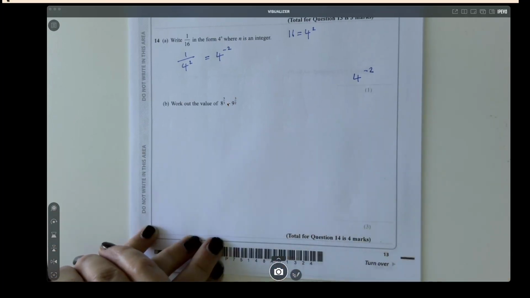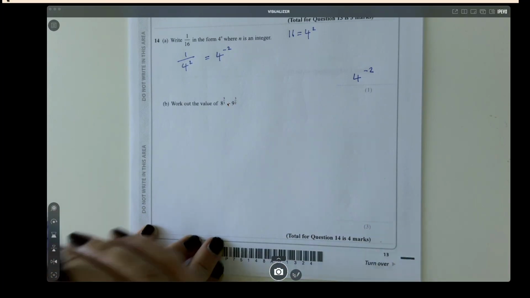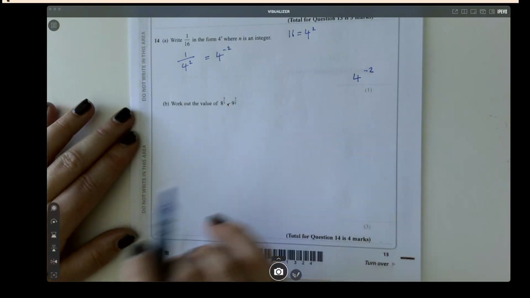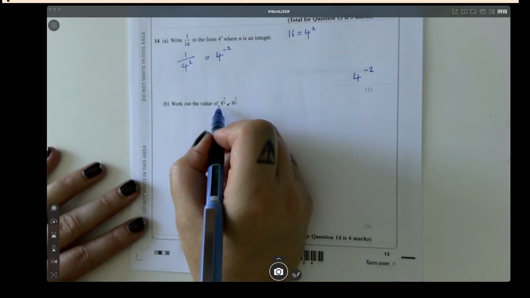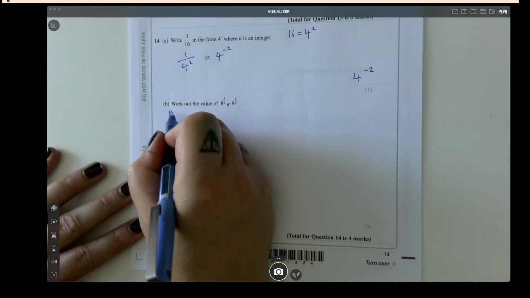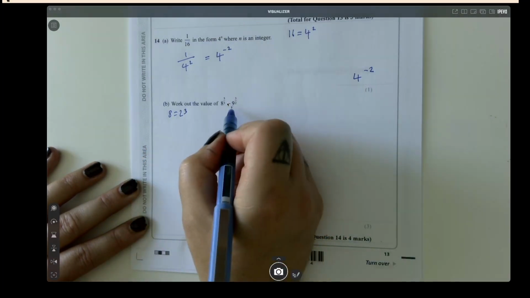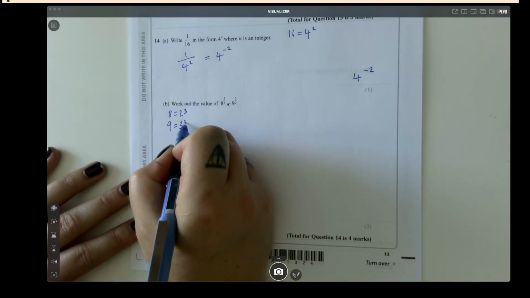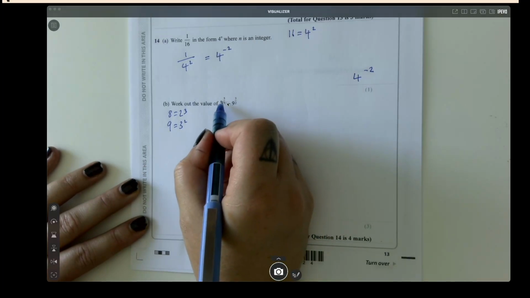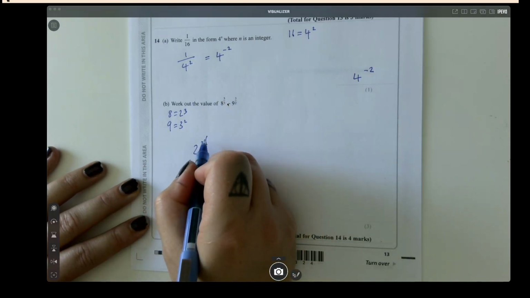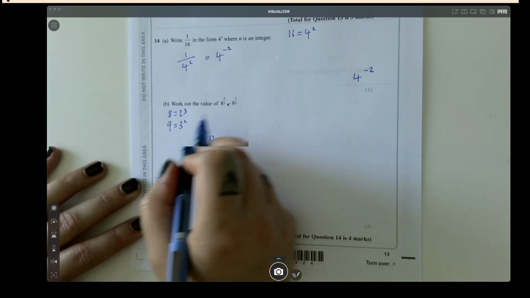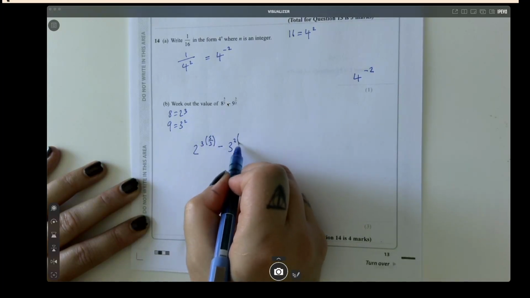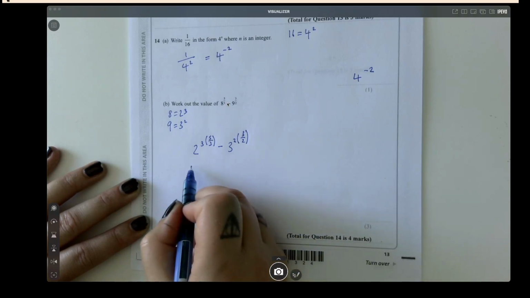Part B, work out the value of 8 to the power of 5 over 3, subtract 9 to the power of 3 over 2. So there are multiple ways you could do this. I'm going to write 8 as a smaller number as a power. So I know that 8 equals 2 to the power of 3. I also know that 9 equals 3 to the power of 2. So I'm going to replace 8 with 2 to the power of 3, all to the power of 5/3. And I'm going to replace 9 with 3 to the power of 2, all to the power of 3 over 2.